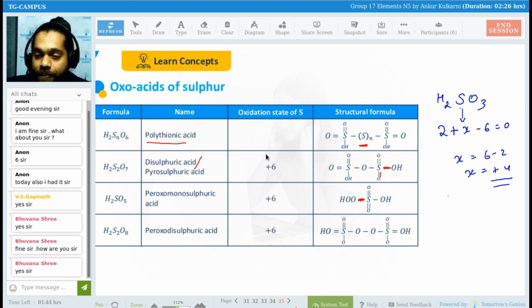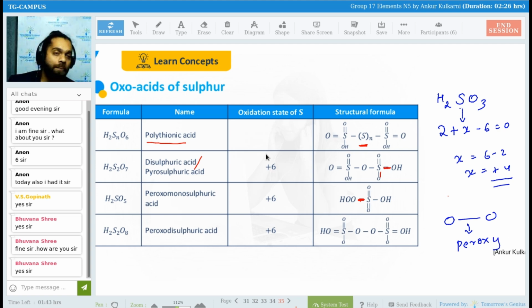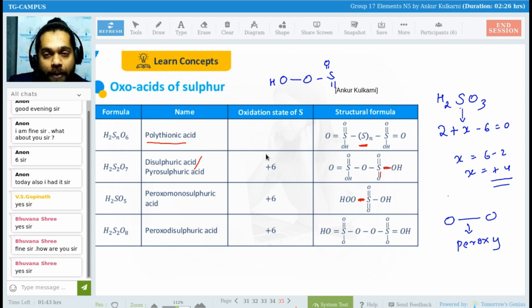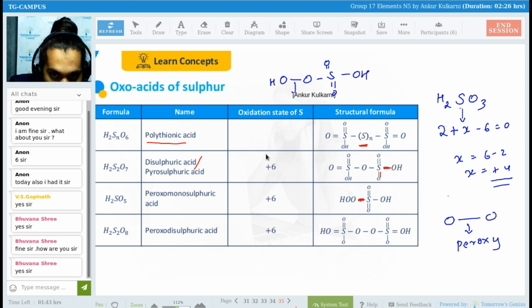This OO bond, Prashanti, we call it what? Peroxy bond. Yes, this looks like a face, but it isn't. This is a peroxy bond. That is why over here I am calling it peroxo monosulfuric acid. Why? Because I have OH, O, S double bond O, double bond O, OH. This bond is your peroxy bond. That's why I am calling it peroxo monosulfuric acid.